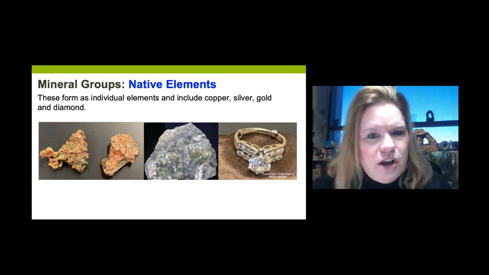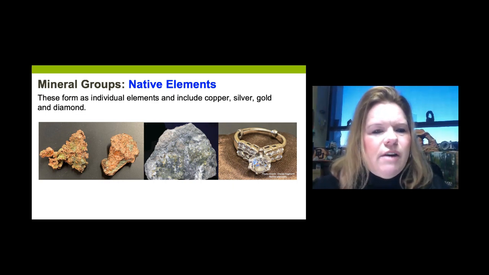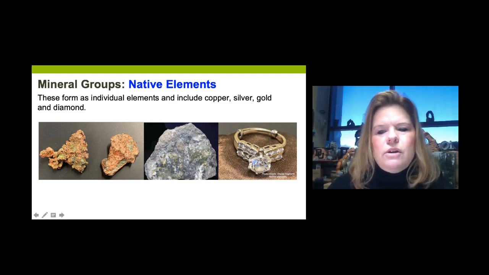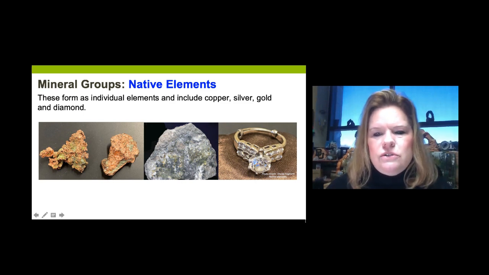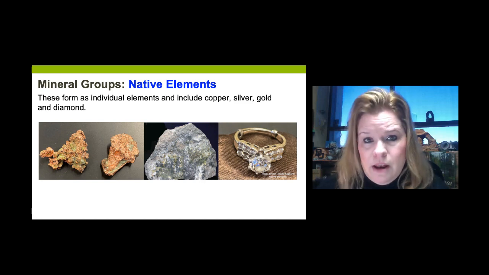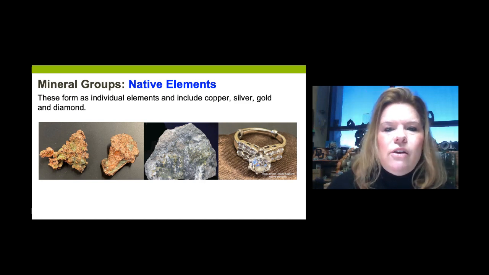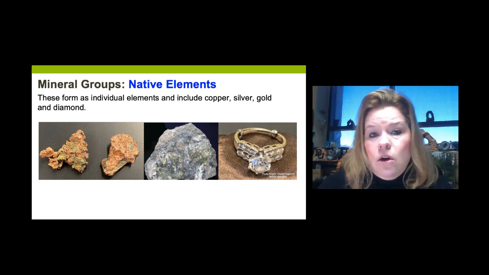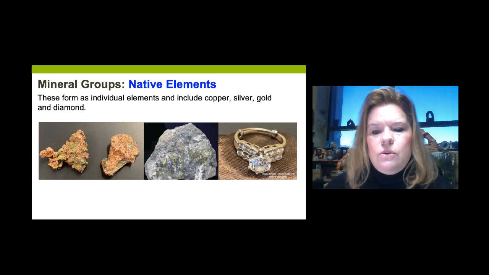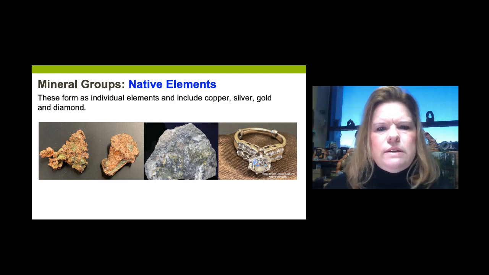Then there are things called native elements. Native elements include copper, silver, gold, and diamonds. So this is copper, this is some natural silver, and this is my wedding ring, so it has gold and diamonds in it, just to use as an example. These are important elements, obviously high in intrinsic value, and they are sought after for monetary value and for building and industrial reasons.